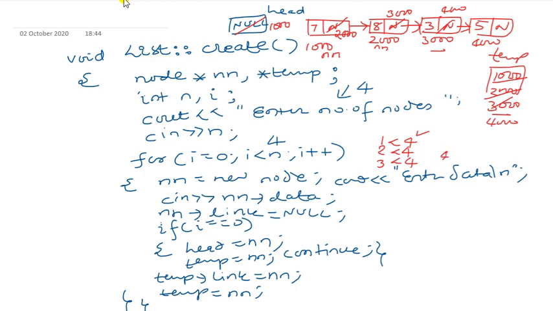Now i is 4. 4 less than 4, it is false. So you stop. Now you can see by the time you finish with the loop, you have a list in your hand and the head is initialized. So now if you call a display function, what happens? It displays the list. So if you find any problem, any doubt in this, you can ask me in the comment section. So this was the dry run.